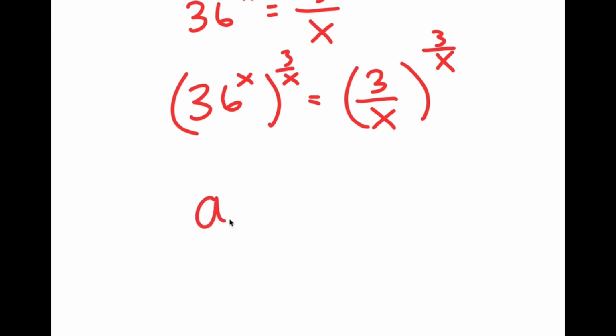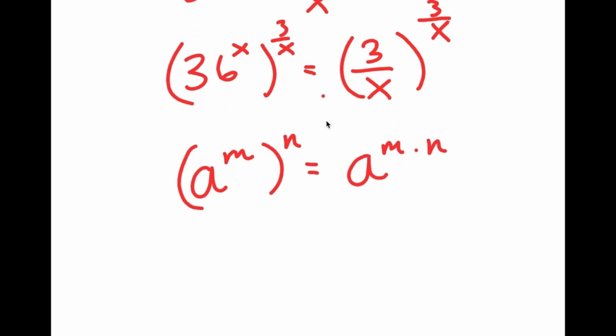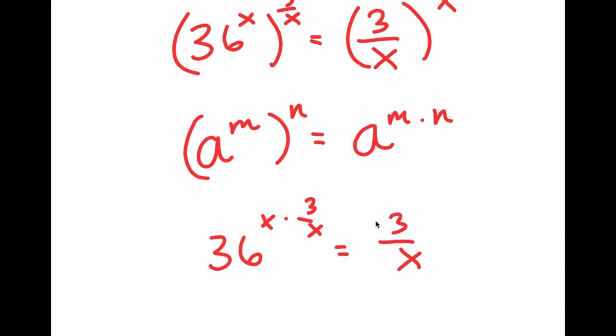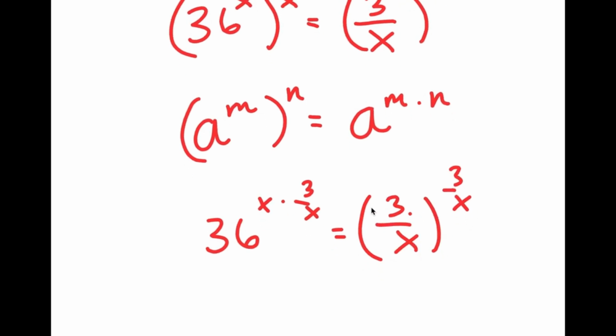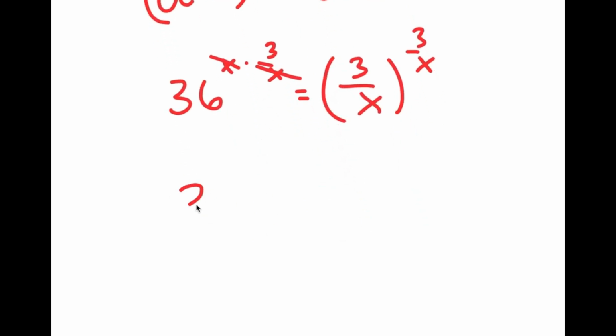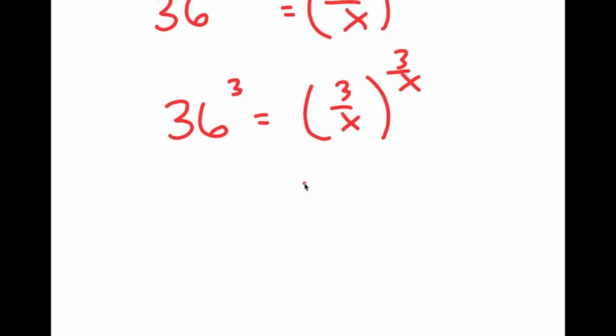Now, if I have something in the form a to the power of m to the power of n, this is equal to a to the power of m times n. So 36 to the power of x to the power of 3 over x is going to equal 36 to the power of x times 3 over x. And this is equal to 3 over x to the power of 3 over x. So then now these two x's cancel out, and I get 36 to the power of 3 is equal to 3 over x to the power of 3 over x.